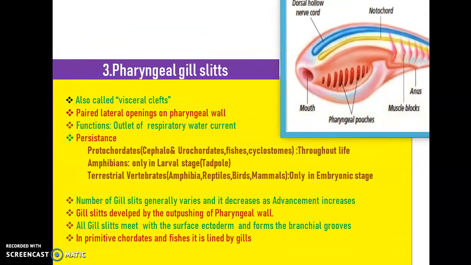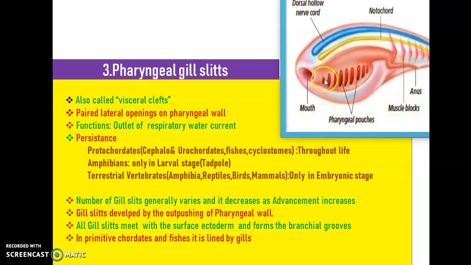Then comes pharyngeal gill slits. This is another unique feature found in this particular phylum. Here you can see that these openings are called pharyngeal gill slits, and hence they are also called visceral clefts. These are paired lateral openings on the pharyngeal wall.